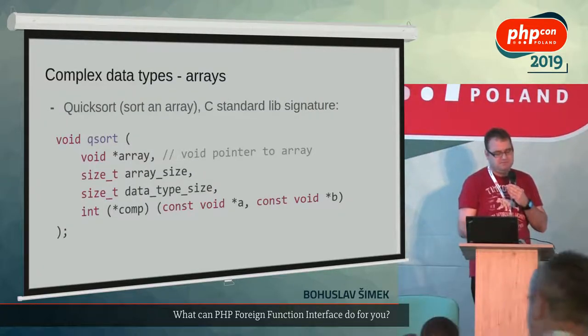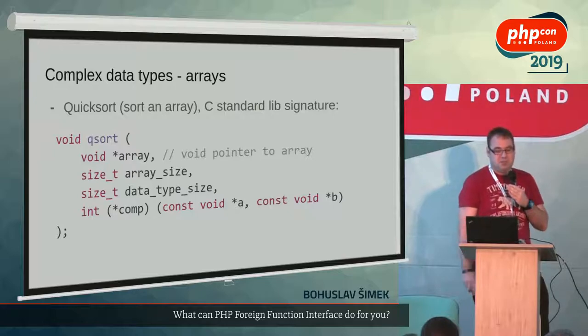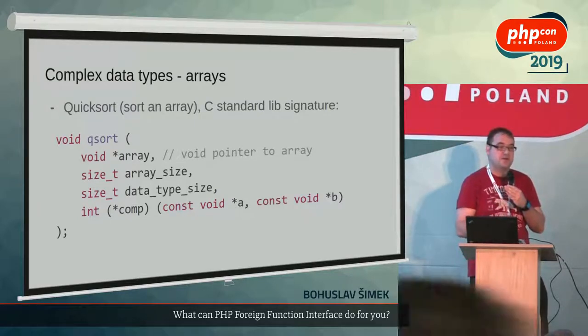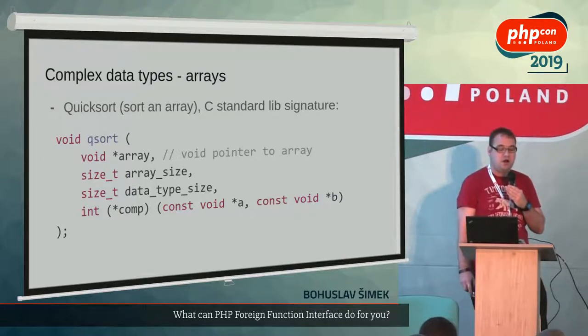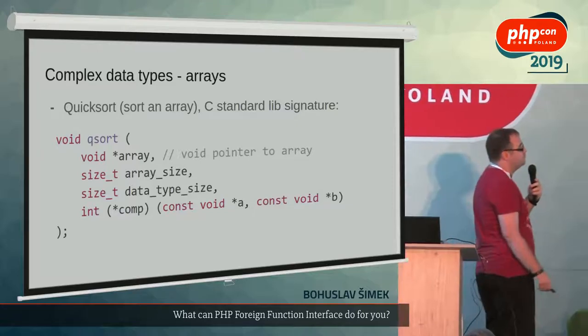So far this was about the simple types. But there are also arrays in C, so you will definitely have to work with them. And I have an example here, which is trying to sort an array with the help of the quicksort algorithm.